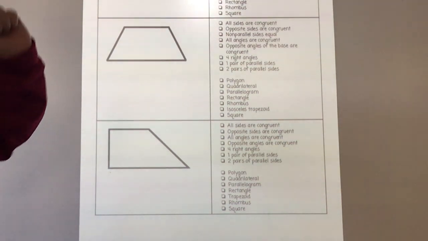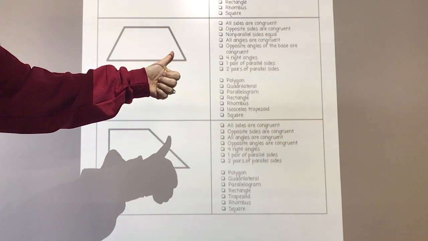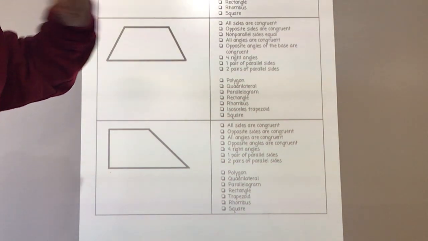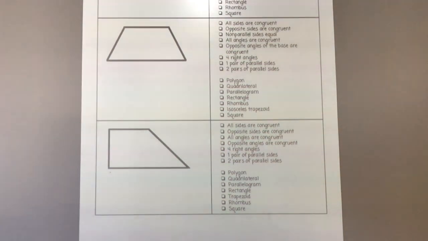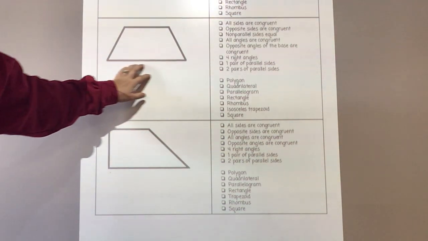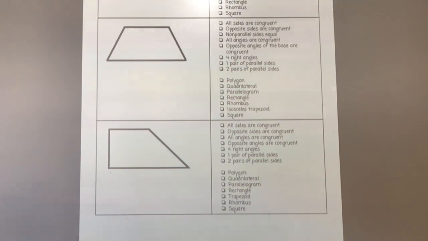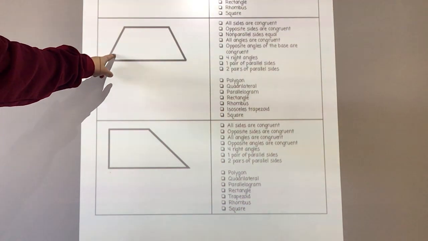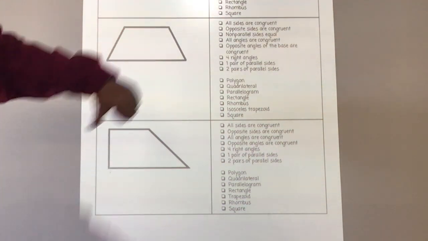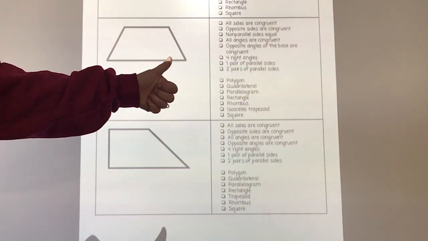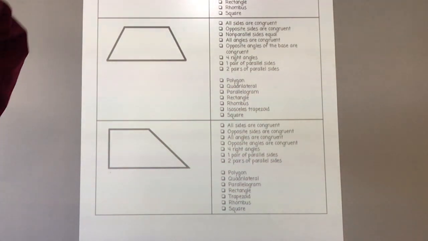Non-parallel sides equal. All angles are congruent. Thumbs. Opposite angles of the base are congruent, meaning your base down here. So your opposite angles. 4 right angles? You can make little squares in that corner? One pair of parallel sides. Two pairs of parallel sides.